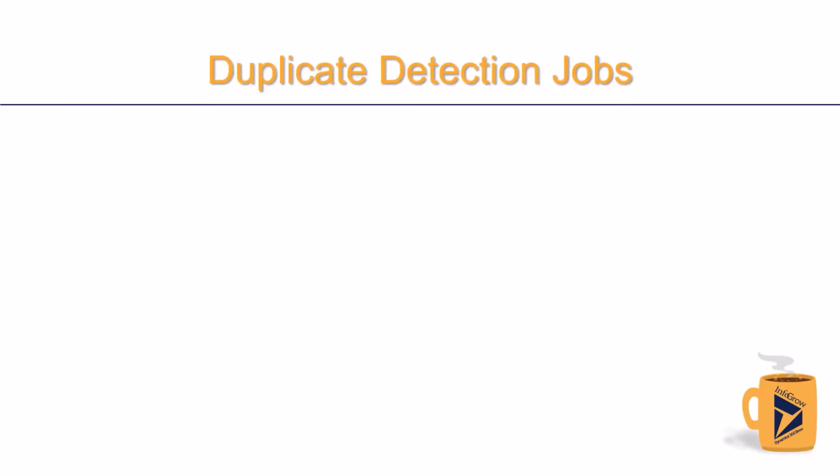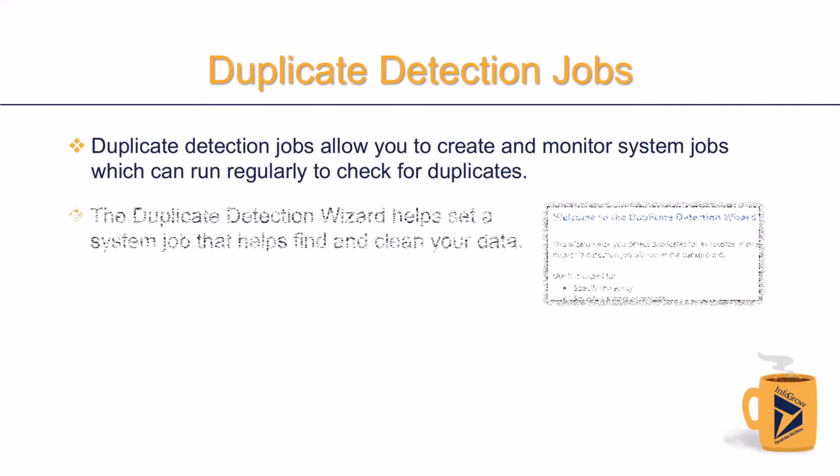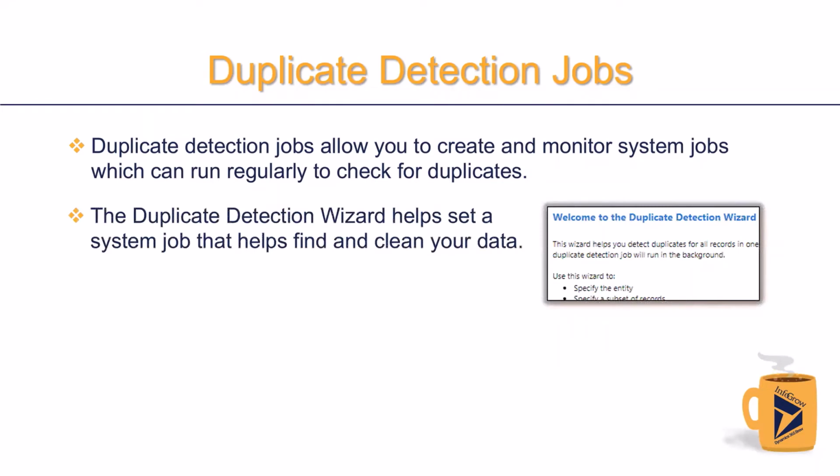Now that we have discussed rules, let's talk about jobs. Duplicate detection jobs allow organizations to create and monitor system jobs which run in the background. These jobs check for duplicates in the CRM. These jobs can be scheduled to run once or on a recurring schedule, which is recommended. When setting up a job, users will be greeted by the duplicate detection wizard, which will help them set up the system cleanup job.